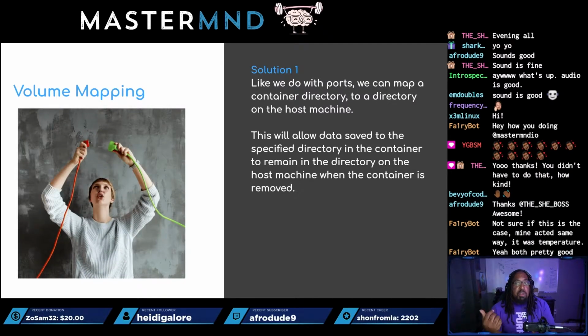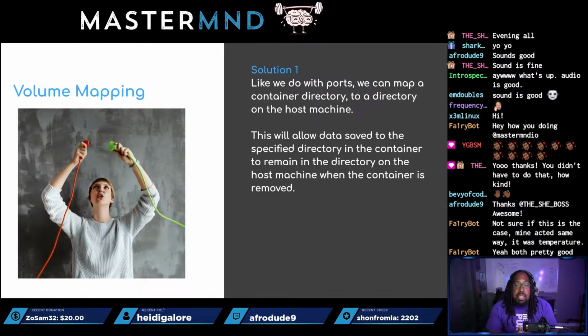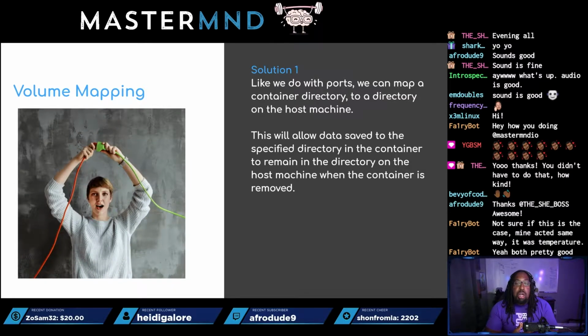So it removes a piece of isolation. Now there's a way into the container, but this is the number one. This is the first solution that came about for this. This will allow data saved in the specified directory in the container to remain in that directory on the host machine when the container is removed.